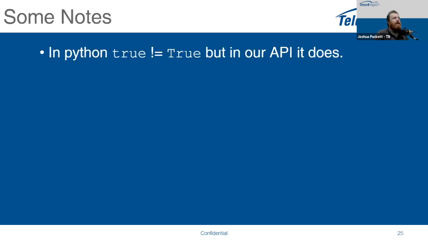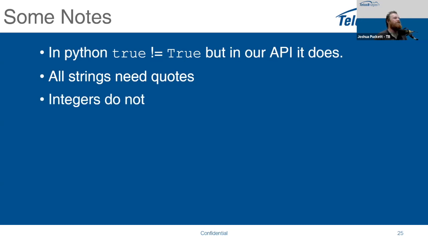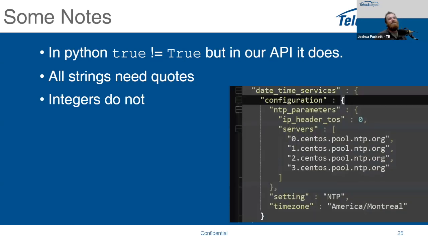So just to keep in mind, in Python, true does not equal true. In Python, the Boolean of true must have a capital T. Our API doesn't care, though. So if you're using Python to develop, that might get you in trouble. It got me in trouble once or twice. All strings need quotes, as I've mentioned a few times, but integers do not.